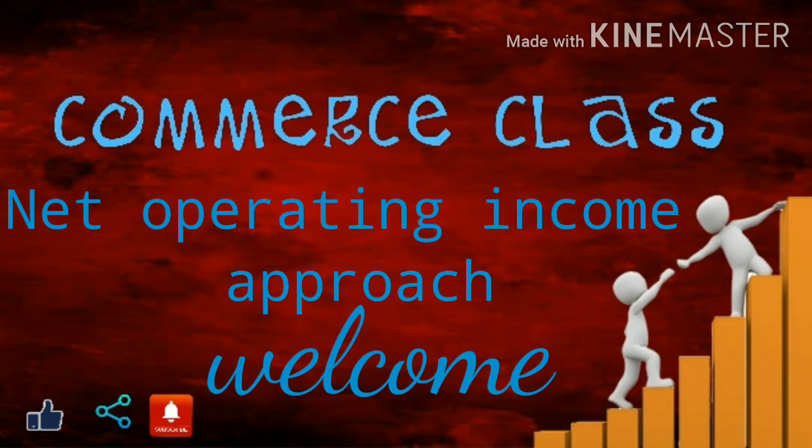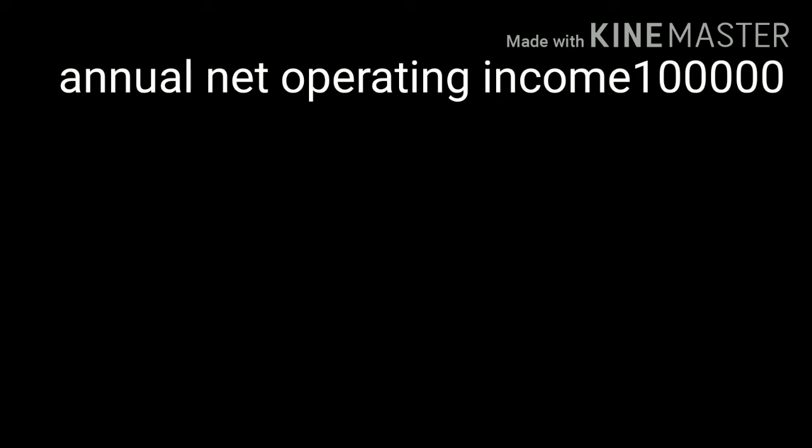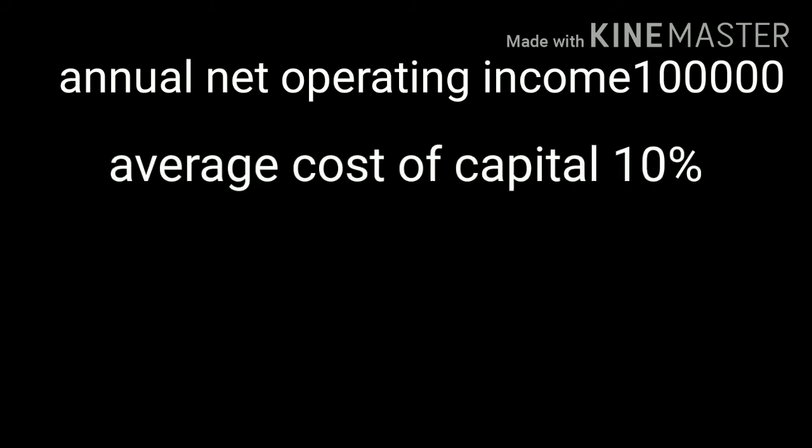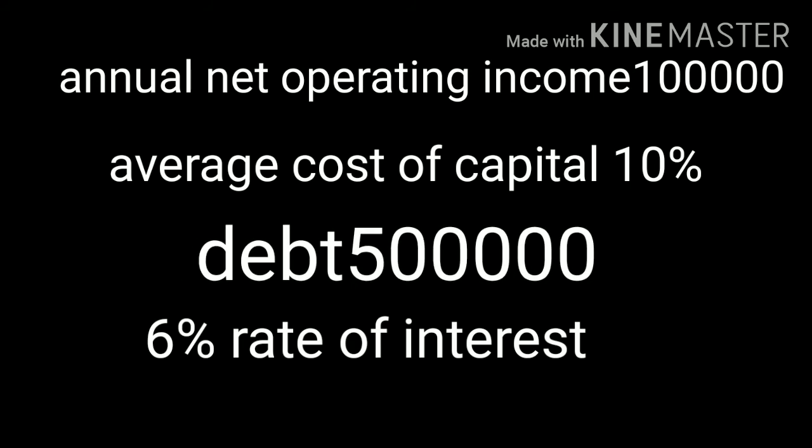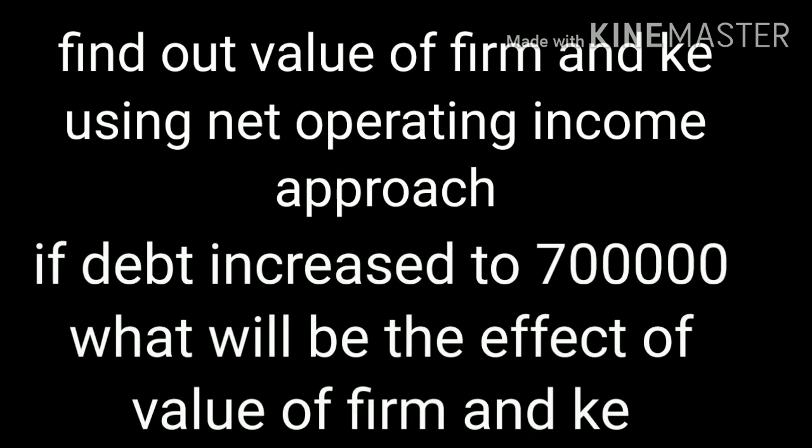In this video, I'm going to discuss the net operating income approach with the help of a problem. Annual net operating income is rupees 1 lakh, average cost of capital 10%, initial debt rupees 5 lakh at 6% rate of interest. Find out value of firm and equity capitalization rate using net operating income approach.